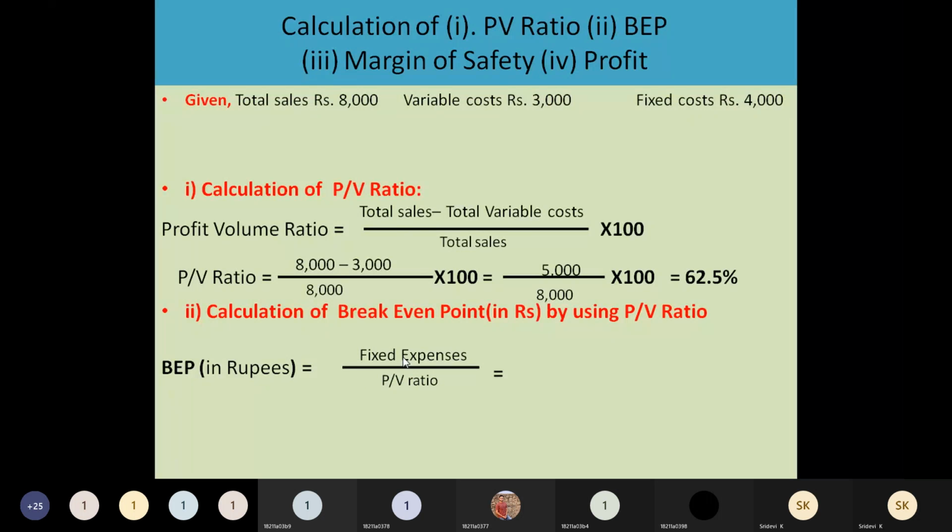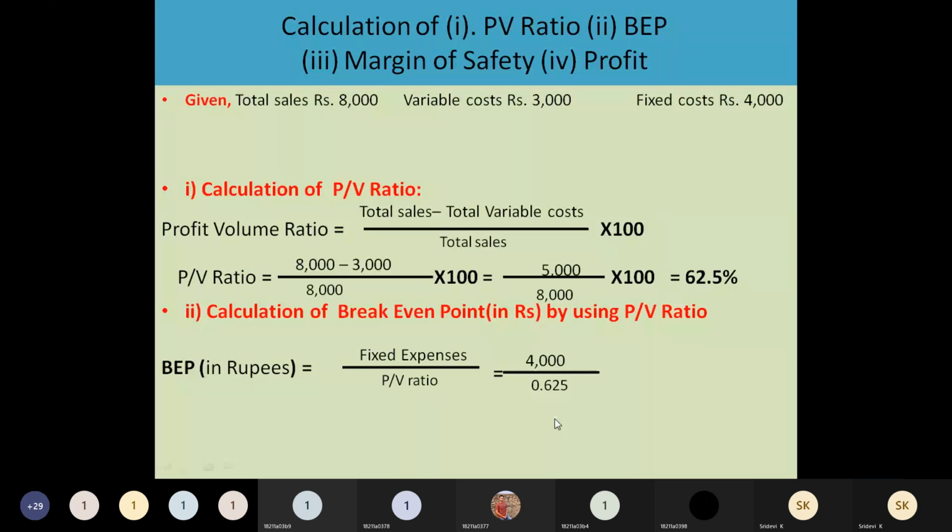So how much fixed expenses are given? That is 4,000. So divided by the PV ratio we got, 62.5. Now you convert it into decimal value, 0.625 you take. Otherwise, if you take 62.5, you also divide it with 100. You should not take 4,000 divided by 62.5 like that. So always take PV ratio in decimal value.